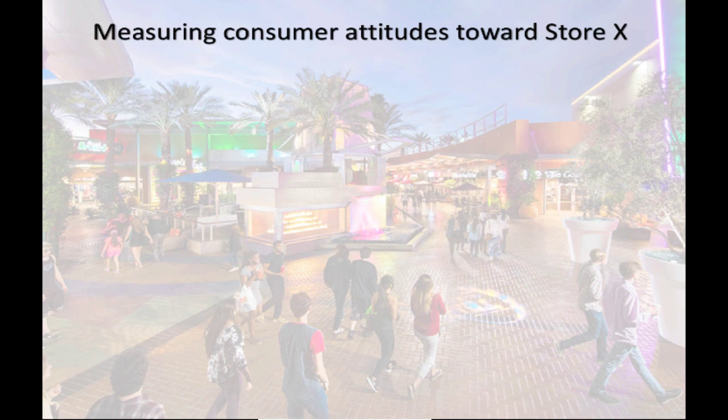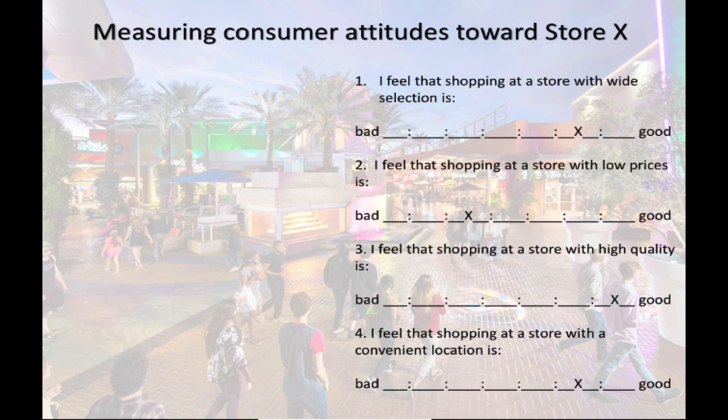In this first example, we're going to measure consumer attitudes toward a hypothetical store, just generically named Store X. These 4 questions represent what you might see on a survey that would be administered to customers or prospective customers to obtain their attitudes for the multi-attribute attitude model.